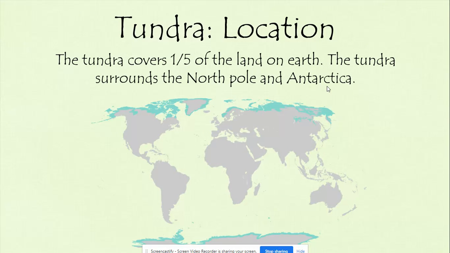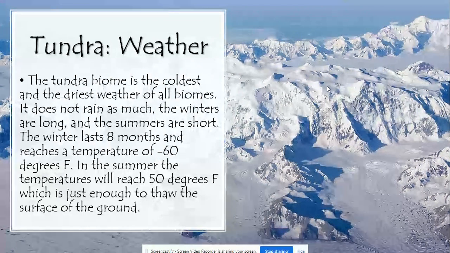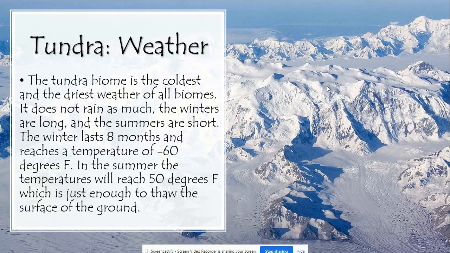So the tundra covers 1/5 of the land on Earth. The tundra surrounds the North Pole and Antarctica, so you can probably guess that it's pretty cold. The tundra biome is the coldest and the driest weather of all biomes. It does not rain as much. The winters are long and the summers are short. The winter lasts 8 months and reaches temperatures of negative 60 degrees Fahrenheit.